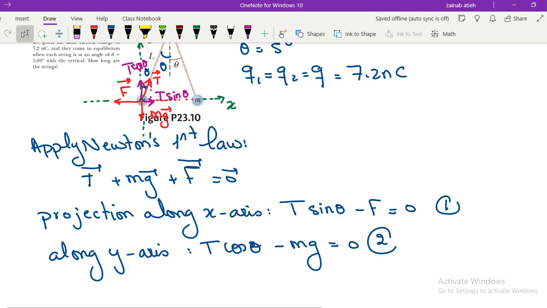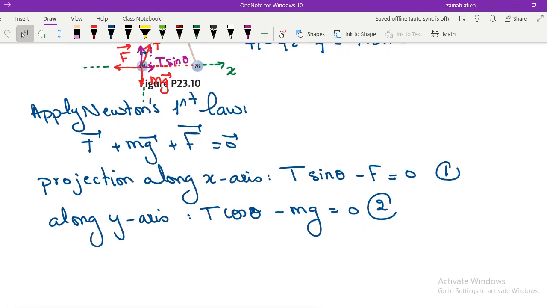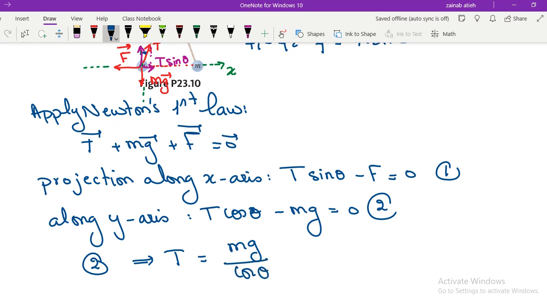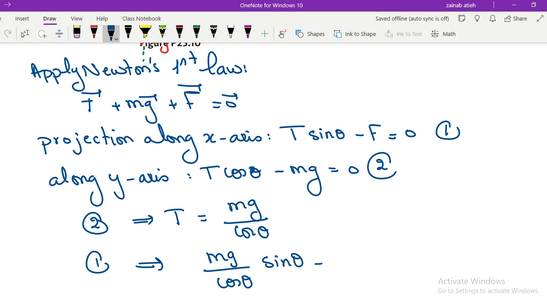Now I will use equation 2 to find T, and then I will insert T in equation 1. You can do whatever you like; you will mix these two equations to solve them. So using equation 2, we get T equals mg over cosine theta, and now I will use equation 1 to insert this. So 1 implies mg over cosine theta times sine theta minus F is equal to 0.